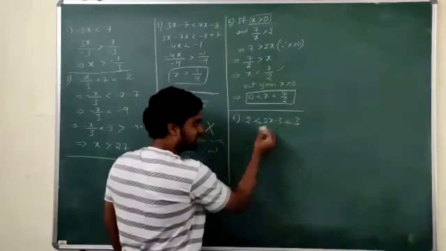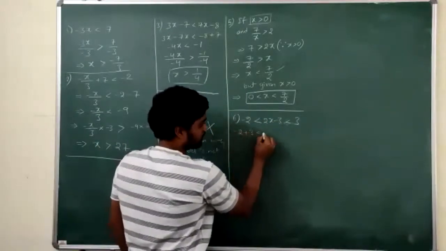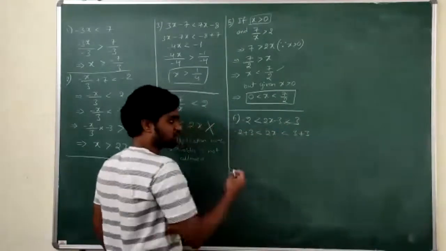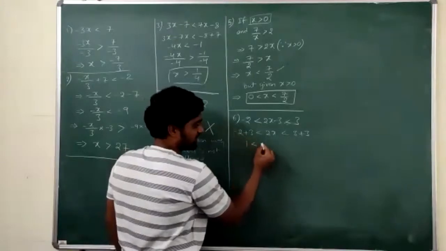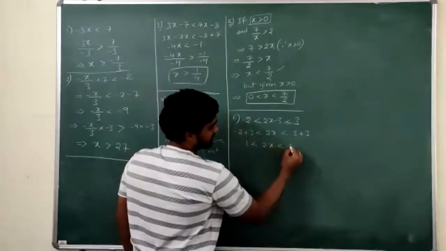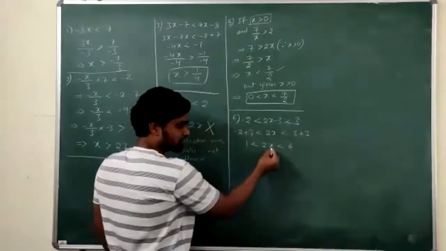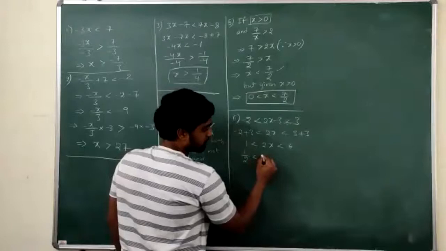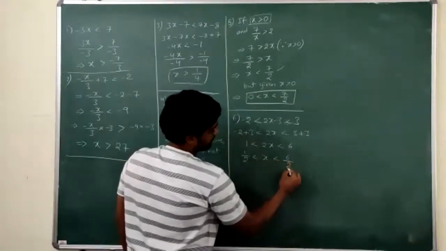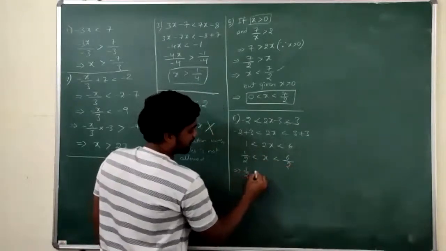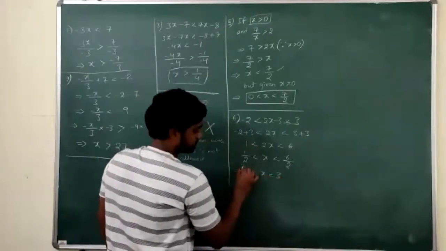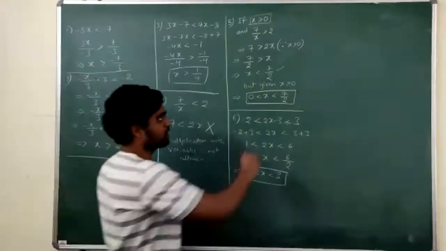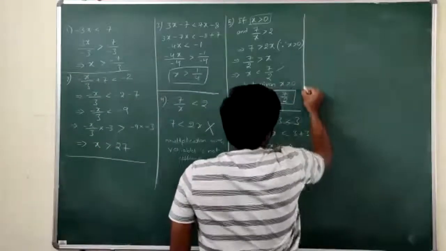Now to remove minus 3 here, I have to add 3 to all the 3 terms. So now this is 1 less than 2x less than 6. Now that I need x here, I have to divide with 2. So it is 1 by 2 less than x less than 3. This is a double inequality. Now solve another one.